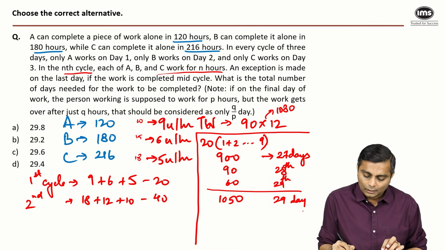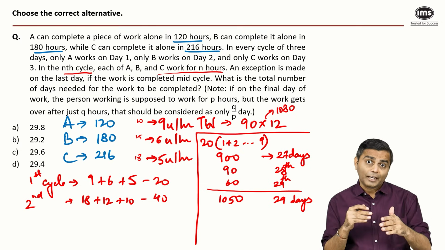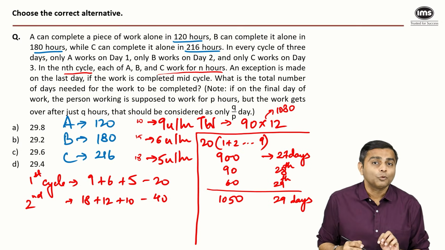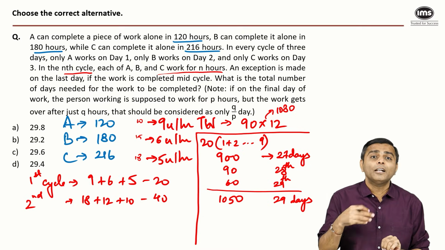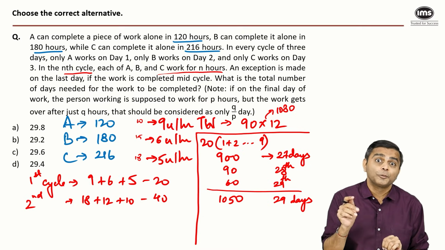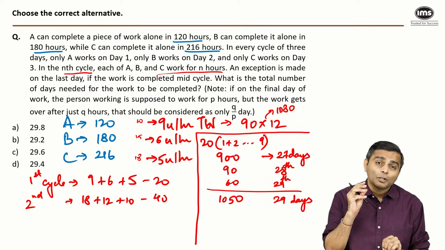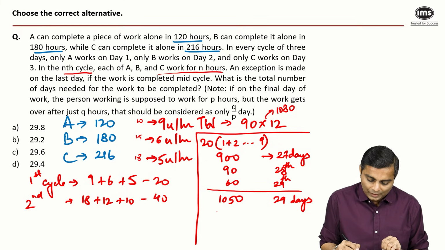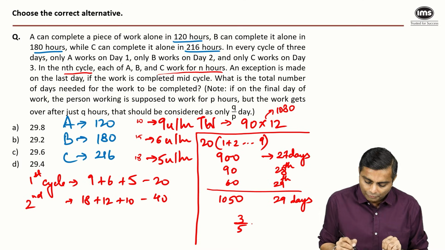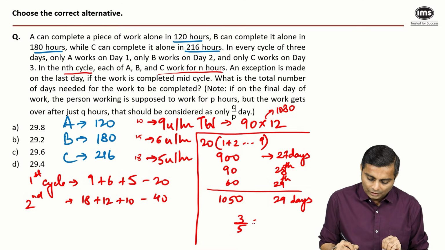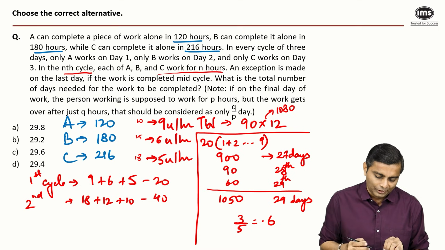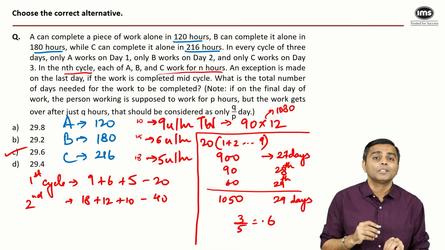29 days are over. We are very close to the finish line. Now, the next day, only 30 more units are to be done. C can do 50 units because he is going to work 10 hours, right? So out of 50, C needs to do only 30, which means he will work for 3/5 of the day. 3/5 of the day is nothing but 0.6. So our answer is 29 days and 0.6, so 29.6. We're going to say option C.